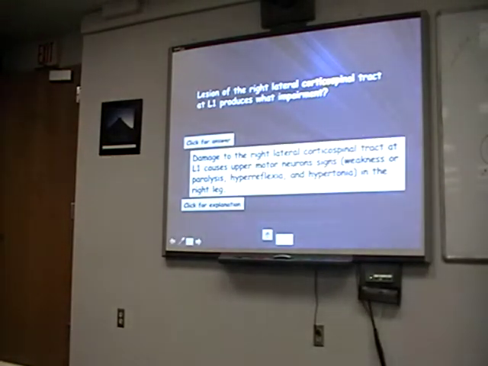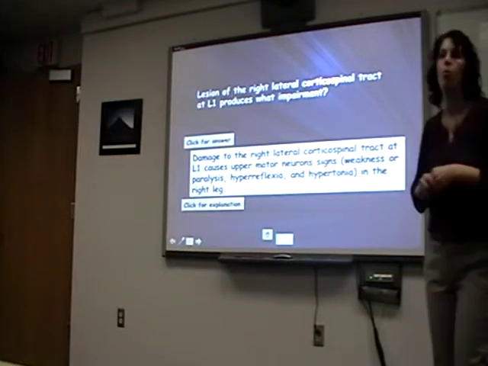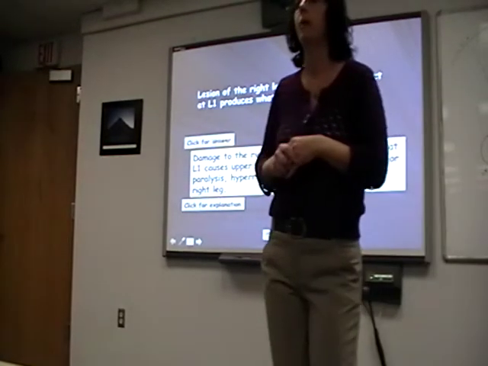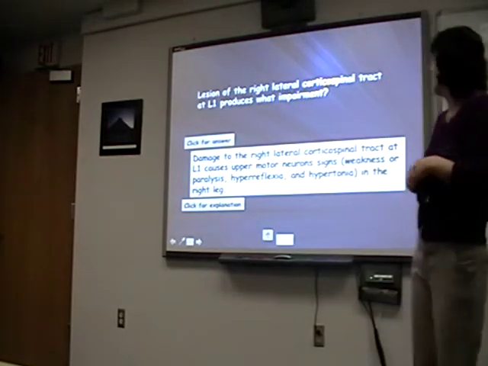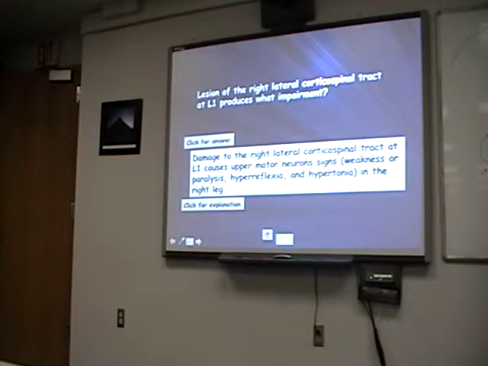So is the lesion at L1 and below or just below? It's at L1 and below. That's good. So again, a lesion at L1 causes upper motor neuron signs, which is weakness or paralysis, depending on the extent, hyperreflexia, hypertonicity or spasticity. You could say clonus and Babinski in the right lower extremity.